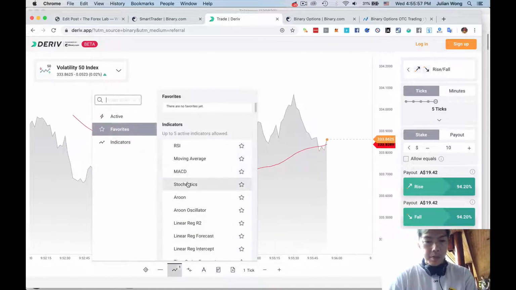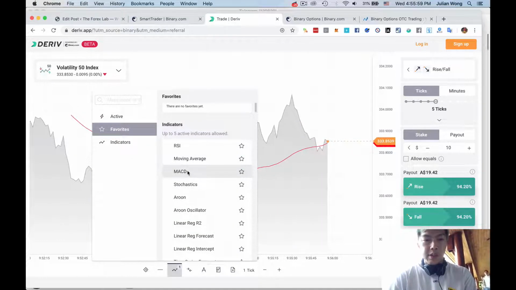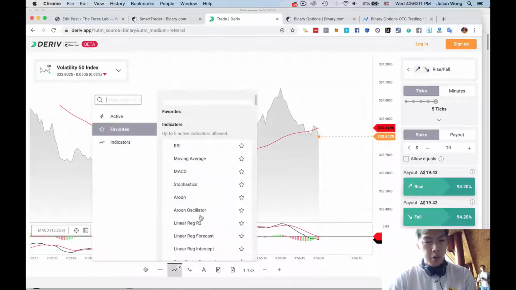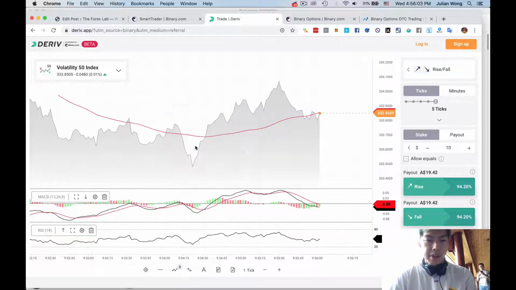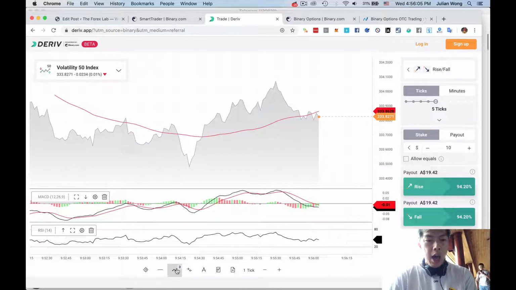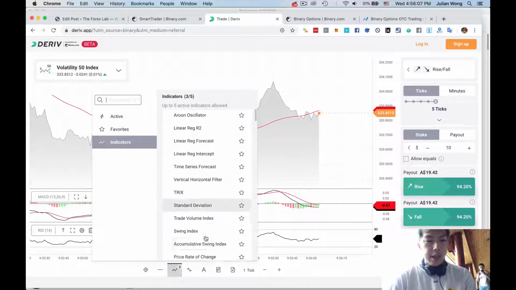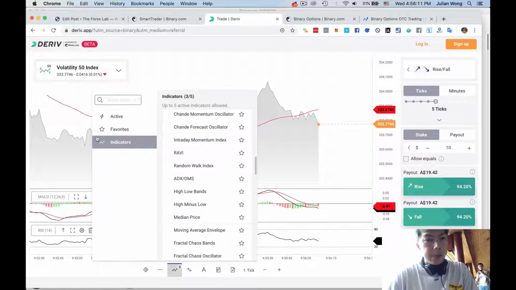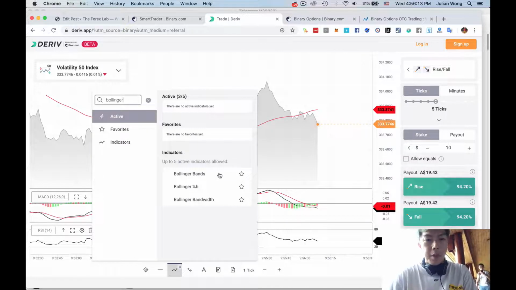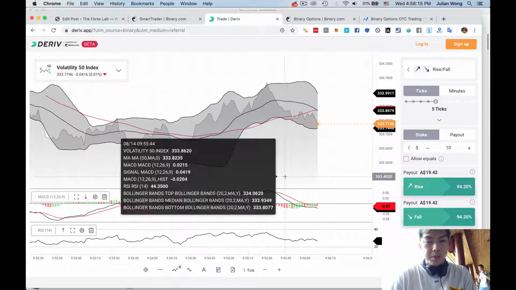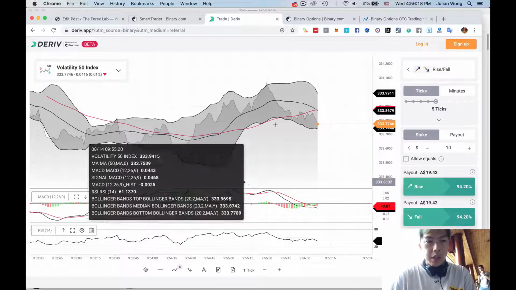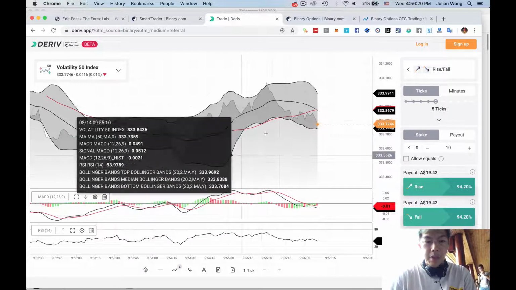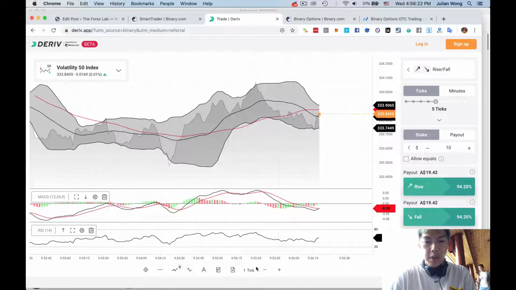Okay, so we're going to throw in some of the typical ones. How about MACD? And how about some RSI? How about if I threw in Bollinger Bands? That would make sense, wouldn't it? So I can just type that in, Bollinger Bands. Let's do that. Okay, and now we have a little bit more of an idea of what this is.